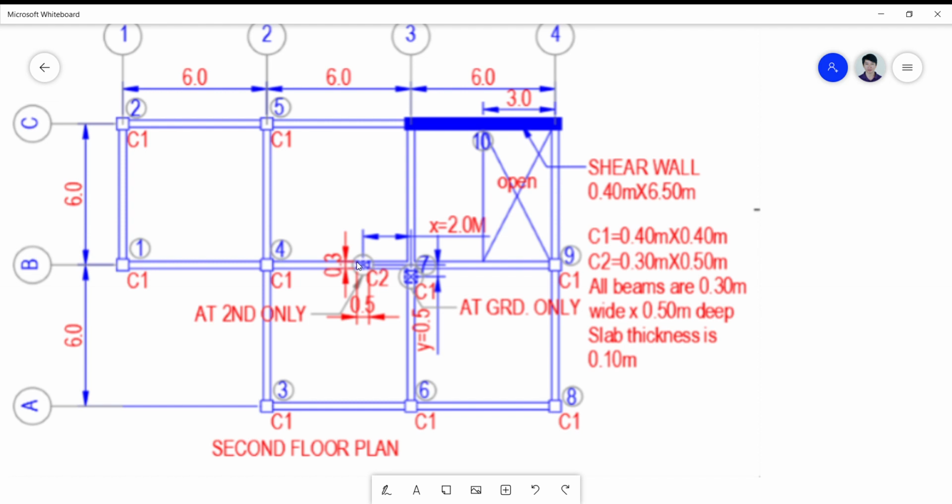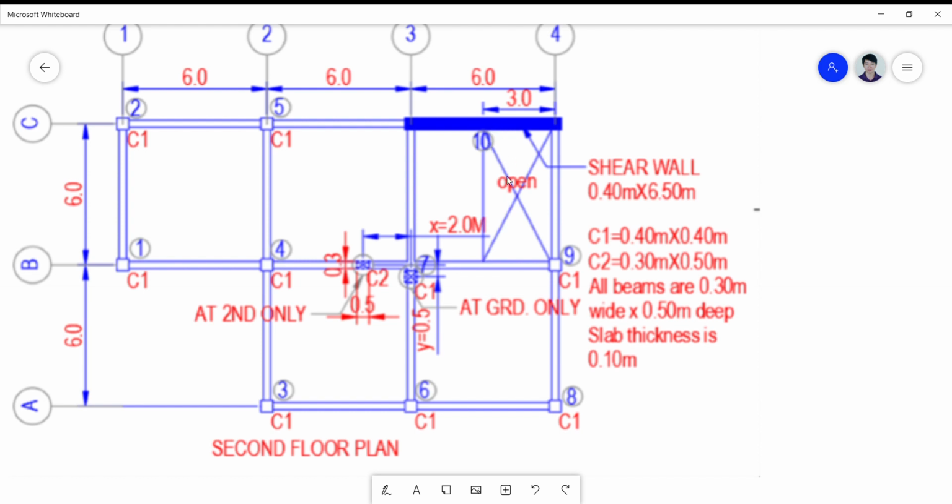So it's important to note the direction of the dimension in case the columns are not a square column, because that will be a key to the determination of its flexural rigidity or simply the moment of inertia. Okay, so the beams are all 0.30 and 0.5 meter deep, and the slab thickness is 0.10, which simply means that the mass of the entire area is actually distributed fairly and uniformly all throughout the slab system.